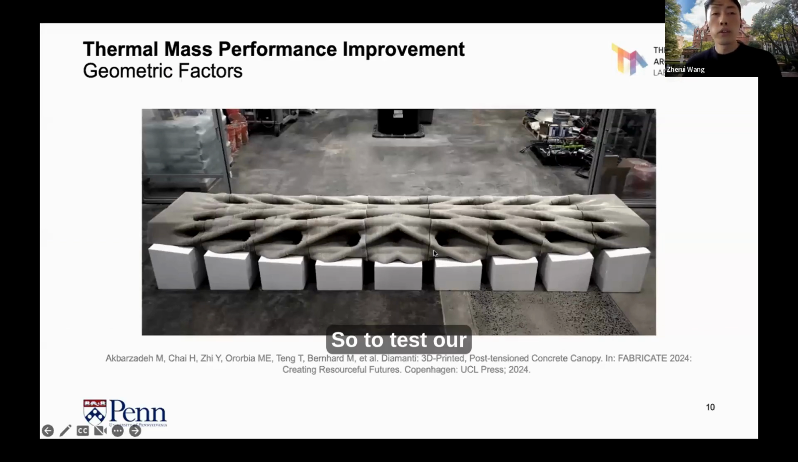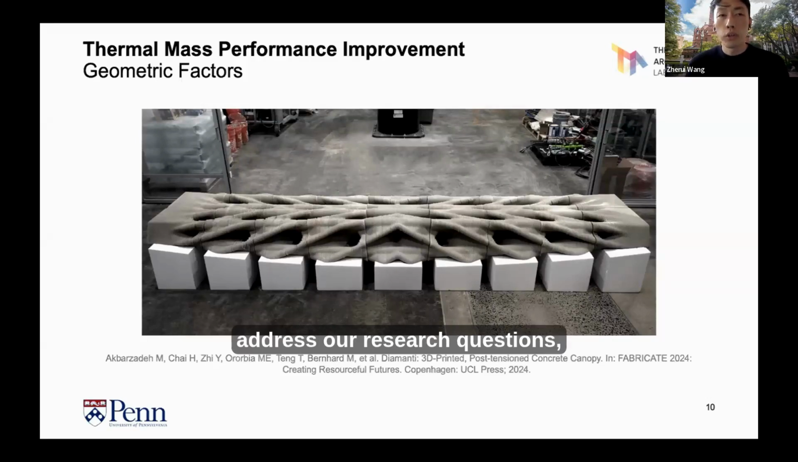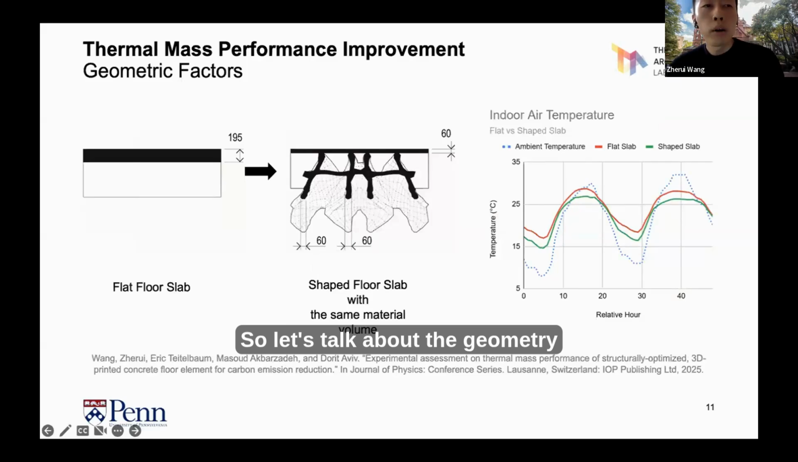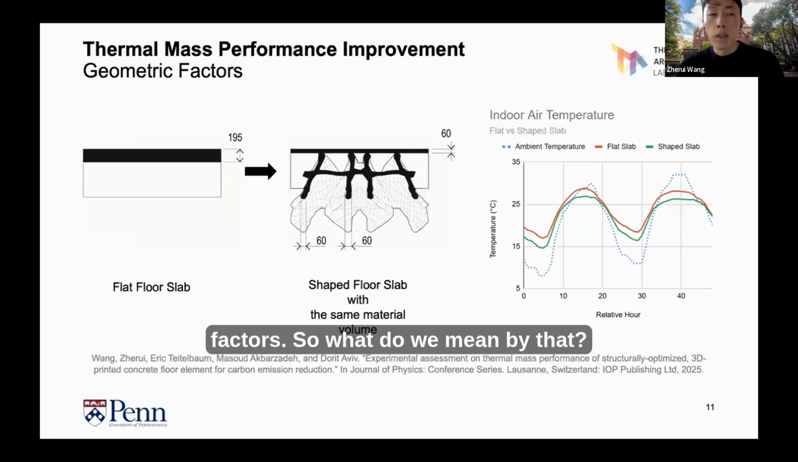So to test our assumptions and to address our research questions, we collaborate with our colleagues to devise full-scale prototypes to see if the geometric factors are able to enhance thermal mass performance while reducing the emission related to the operational and embodied carbon of the buildings. So let's talk about the geometry factors. What do we mean by that?